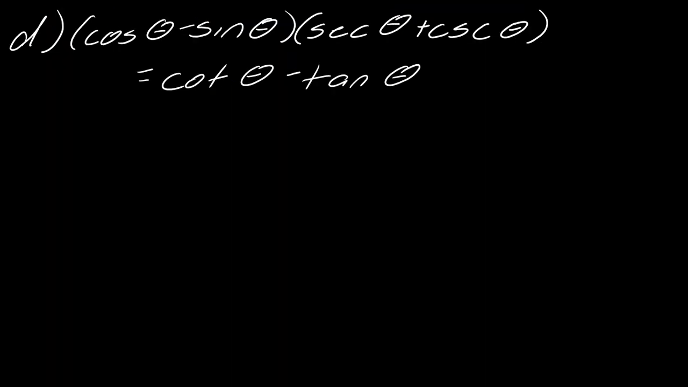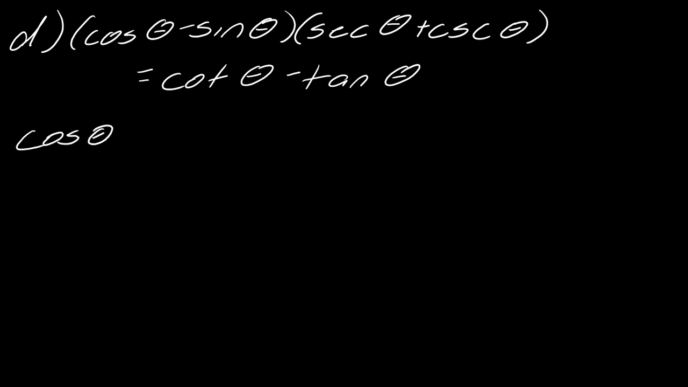And now for D, so I've got all these things: cosine theta minus sine theta times secant theta plus cosecant theta equals cotangent theta minus tangent theta. Okay, so this stuff just needs to be multiplied, so let's just do it. I would recommend that you try to multiply this together. Again, math is not a spectator sport. I highly recommend, if you're watching this because you are struggling with these, that you try this, and then if you are stumbling, then hit play.